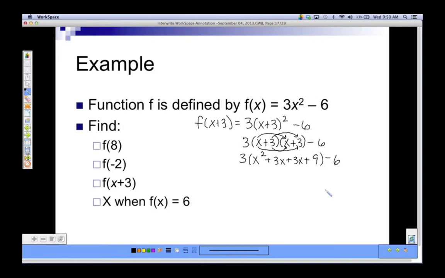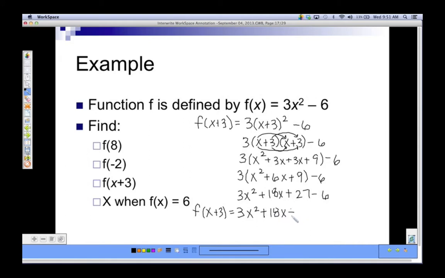Alright, well now, following order of operations, what should you do? Let's first combine like terms. So 3 times x squared plus 6x plus 9 minus 6. So now we distribute. So 3x squared plus 18x plus 27 minus 6. And then our last part would be combining like terms. So f of x plus 3 equals 3x squared plus 18x plus 21. A little bit longer, but still we're just plugging it in.